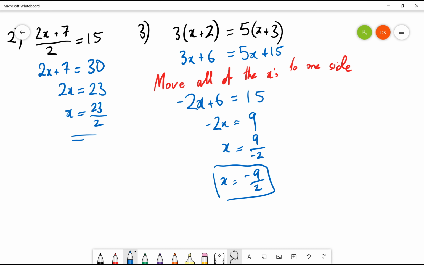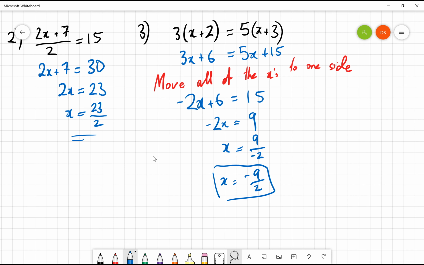Now, what will make this a bit harder? This first video is going to be quite easy because it is linear equations, and linear equations is fine, but we need to try and move to linear inequations.